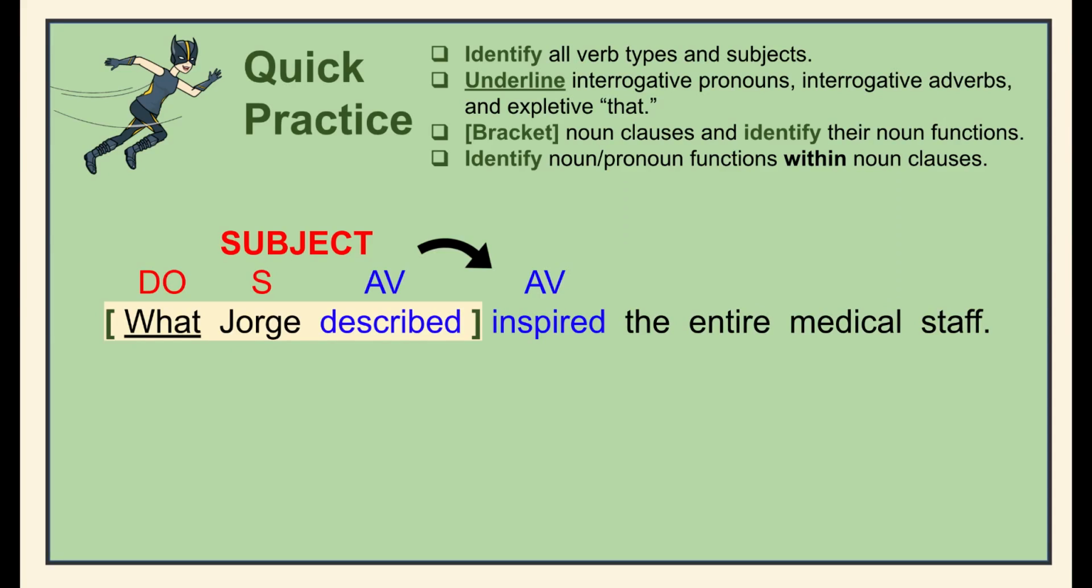The first verb is described, which is an action verb. Who or what described? Jorge, which is our subject. The second verb is inspired. Who or what inspired? What Jorge described inspired and therefore is the subject of the verb inspired. The interrogative pronoun what introduces the noun clause, makes the noun clause dependent, and acts as the direct object of the action verb described. Jorge described what?